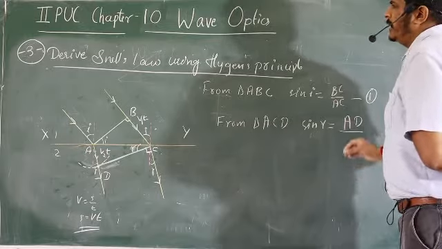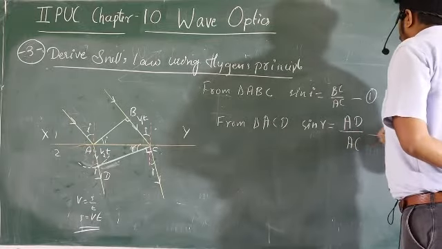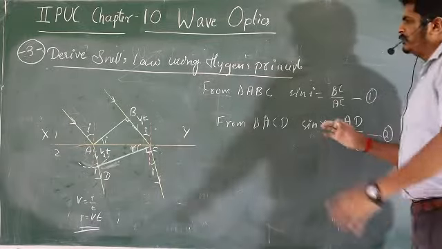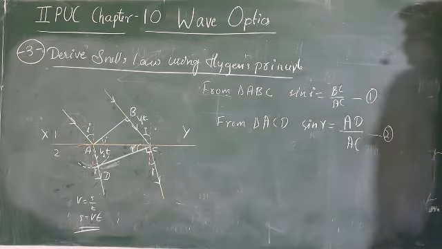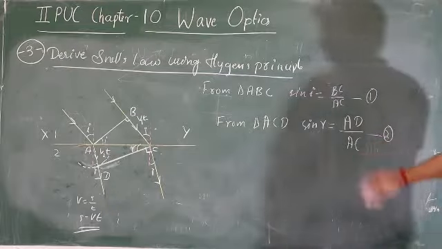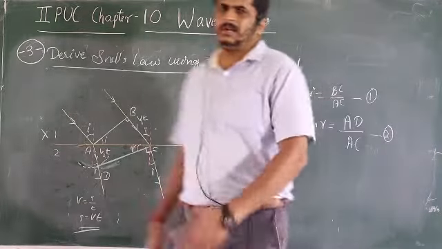AD divided by AC. Question 2. Have a careful look for the geometrical shape. So like this I have written now. So now what I do is, equation 1, equation 2 is there. So I'll just equate these two.